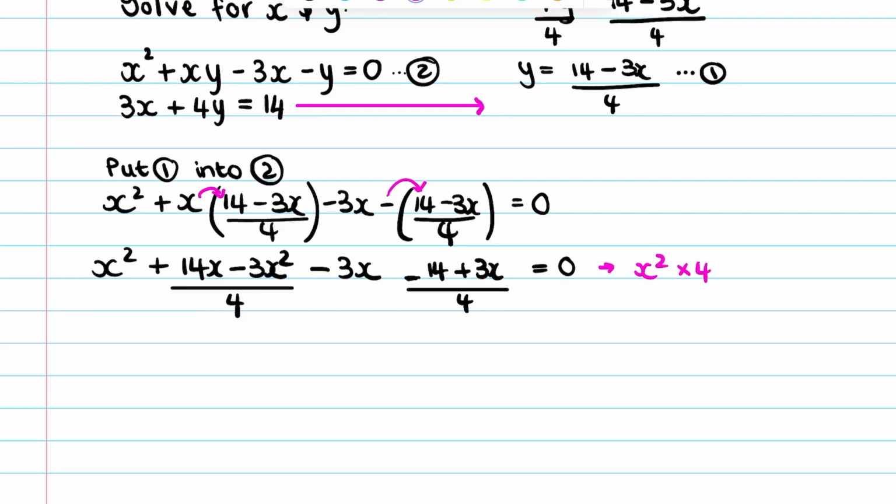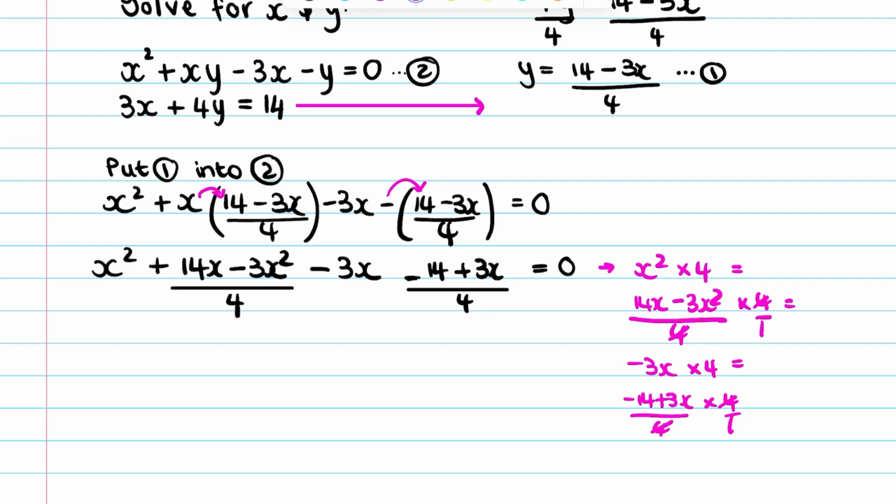You have to say x squared times 4. Then you have to say 14x minus 3x squared over 4 times 4, and that's technically 4 over 1, but can you see here that those 4s will cancel out? Then you need to say negative 3x times 4, okay? And then the final one, you need to say negative 14 plus 3x over 4 times 4, which is the same as 4 over 1, but do you see that those 4s will now cancel out?